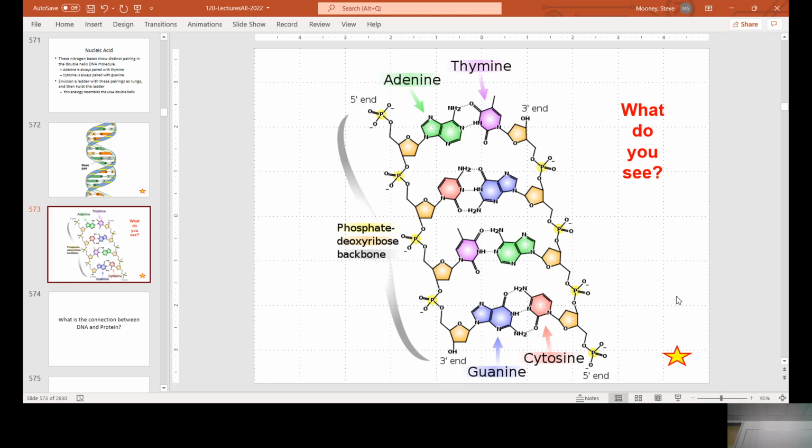If we put 2 thymines together, or thymine and a cytosine per rung, what do we get? 2. That's too short. If we take a guanine, put it with an adenine, we get 4. That's too long. So all of the pairings that we have form 3 rings to make those rungs the same distance across, or the same length.